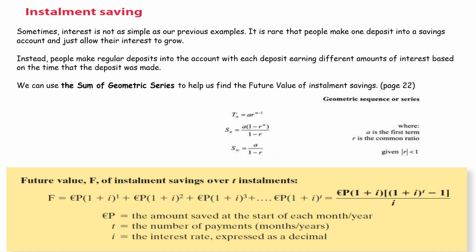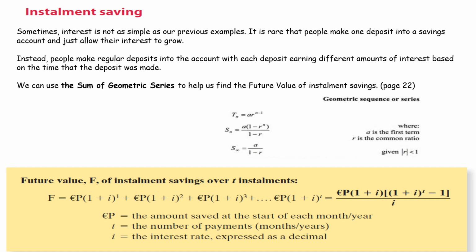Sometimes interest is not as simple as our previous examples, and it's rare for people to make one deposit into a savings account and just let the interest grow. When we're using the formula F equals P(1 plus i) to the power of t, that's simply one deposit, but that is oversimplified. Instead, people make regular deposits into an account, with each deposit earning different amounts of interest because they've all been there different lengths of time. So you might have somebody who saves every month as they're paid.